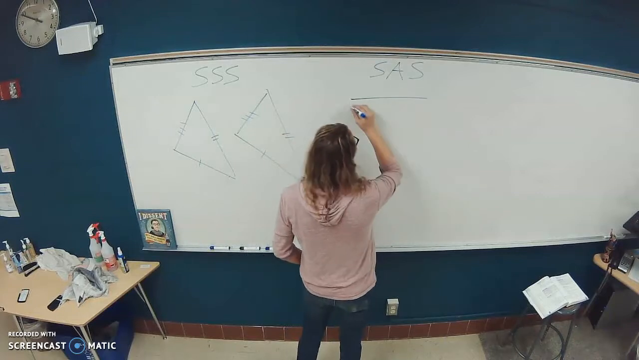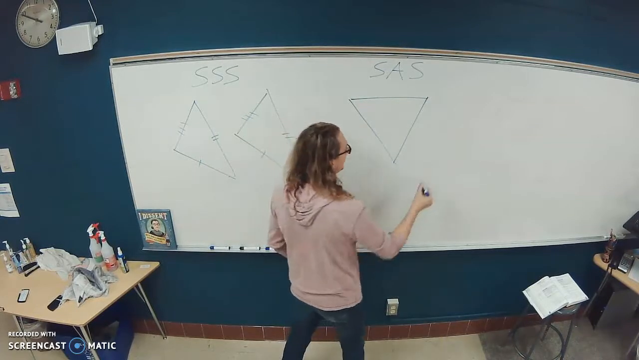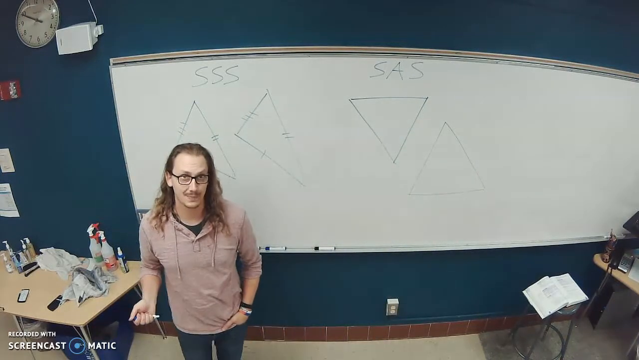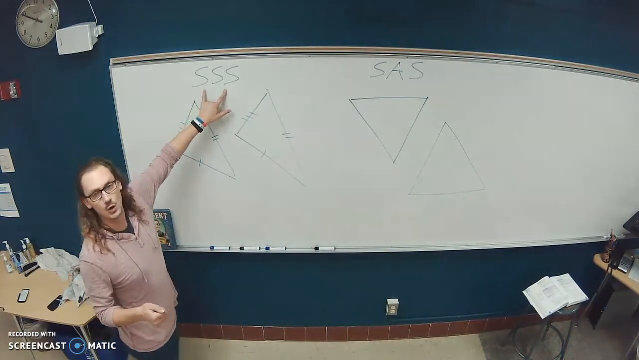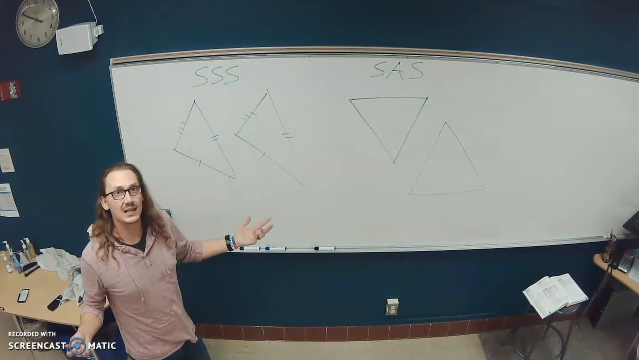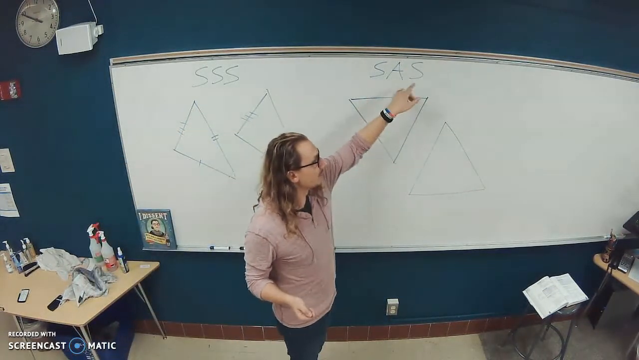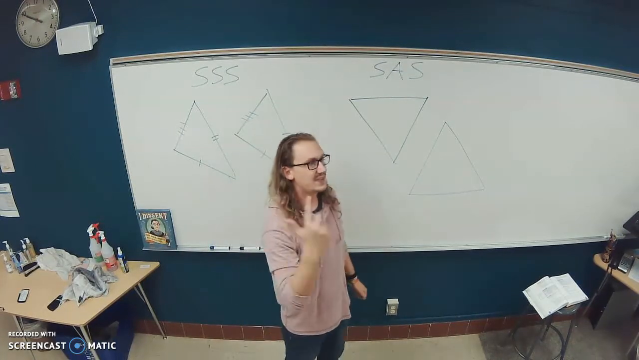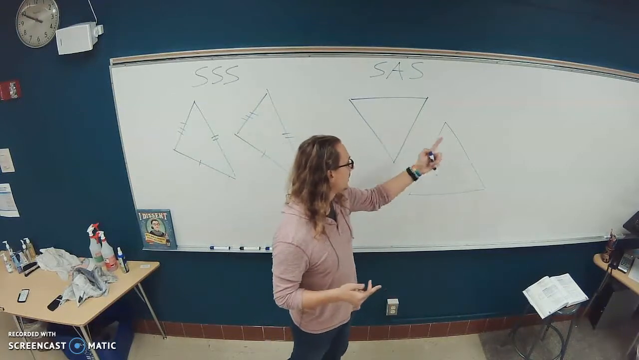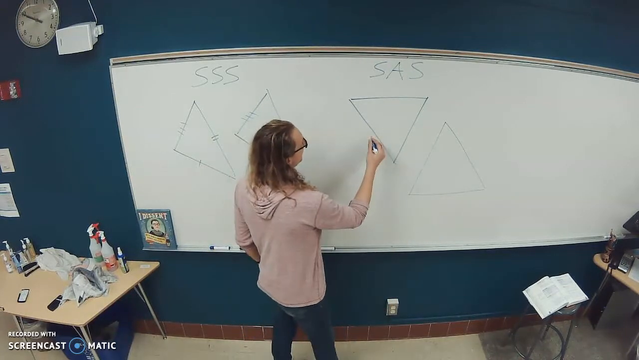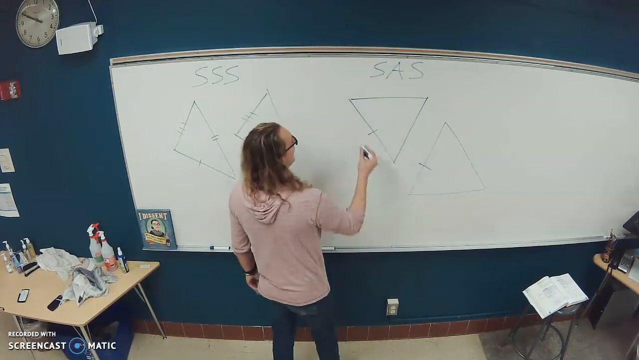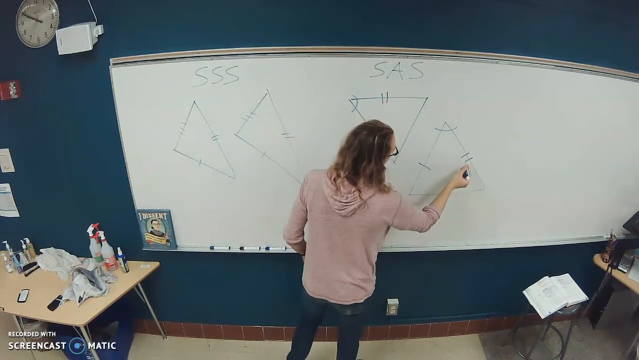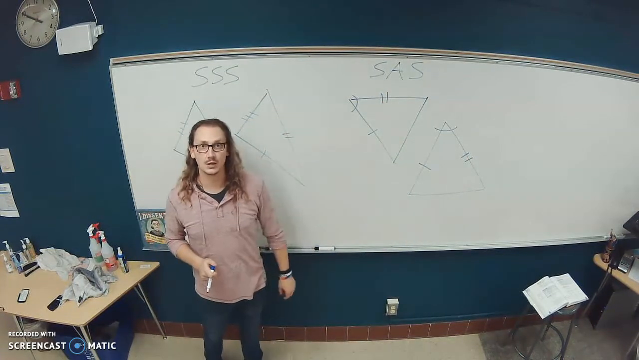Side, angle, side is just a little bit different. Now, there's an important distinction here, and it's going to come up a lot more with the other triangles we look at. And that's the order that everything happens in. With side, side, side, the order doesn't matter because it's all the sides. With side, angle, side, however, order does matter. It has to be a side, then an angle, then another side, and it has to be for both triangles. So if I have a pair of congruent sides, and then a congruent angle, and then a pair of congruent sides, these two triangles will be congruent.